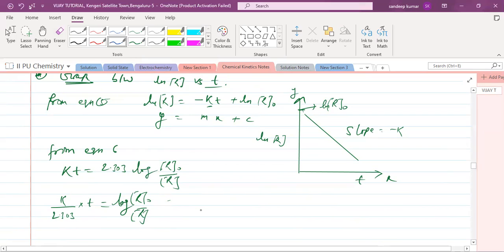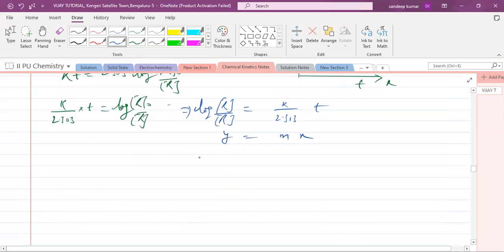So I want the graph of this log of R naught by R, which is equal to k upon 2.303 into t. So y is equal to mx. This is the graph of y is equal to mx. So if log of R naught by R is along the y-axis, and what is the slope here?